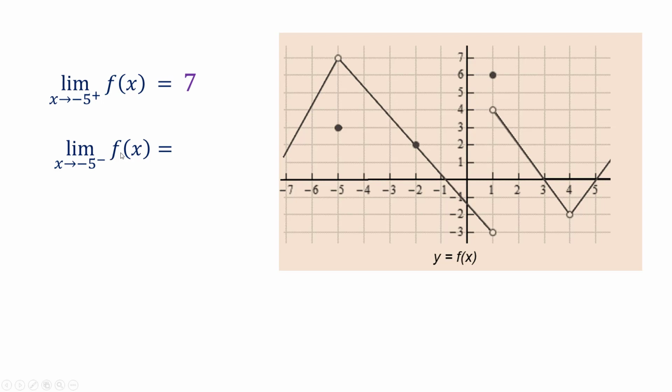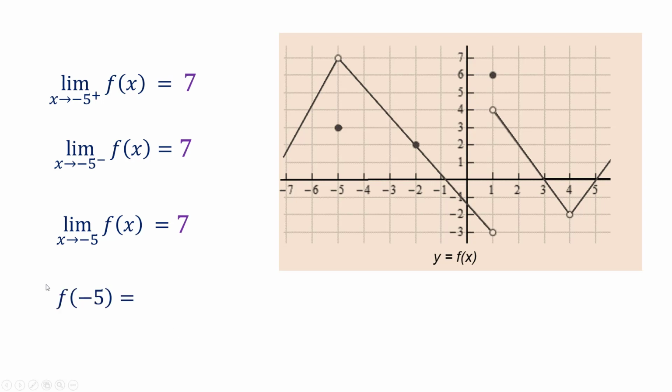And also we are asked to find the left limit at -5. If we get closer and closer to -5 from the left, we can also see that the corresponding y values approach 7. So the left limit is also 7. And because the left limit and right limit both exist and they are equal, the limit of the function at -5 is also equal to 7.